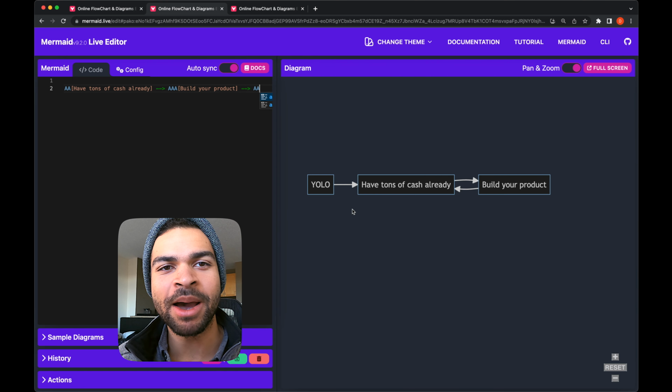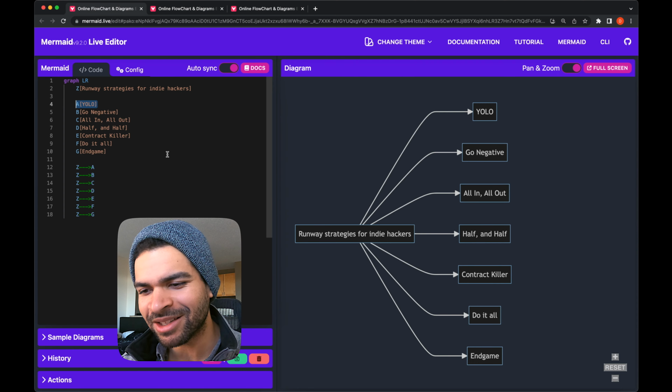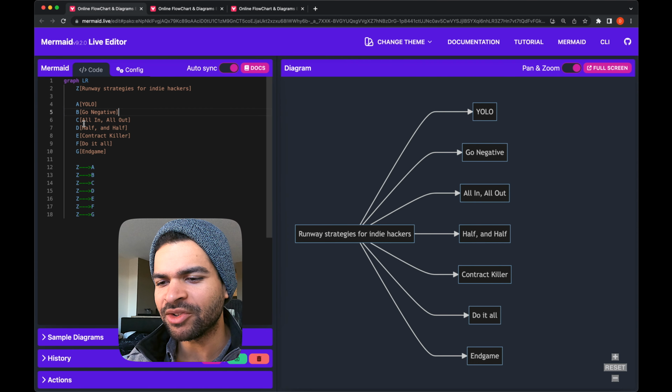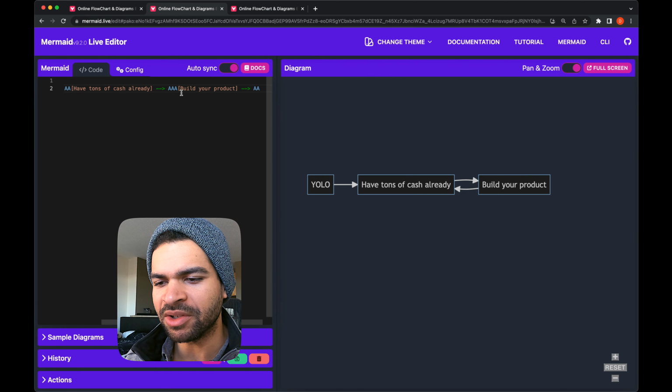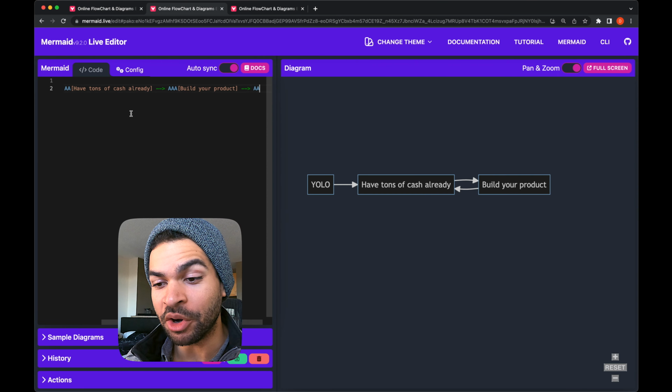Your burn probably doesn't matter if you have 500K in the bank. Most of us are not in this camp, right? So let's come back down to earth a little bit. Let's talk about another strategy. So, let me just quickly add this to our chart, okay? So let's talk about the strategy, go negative, okay?